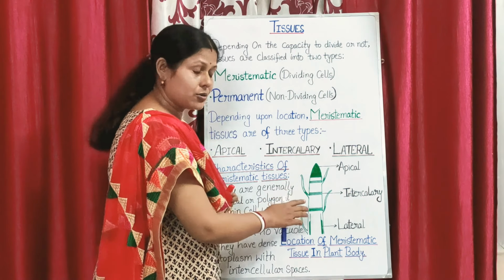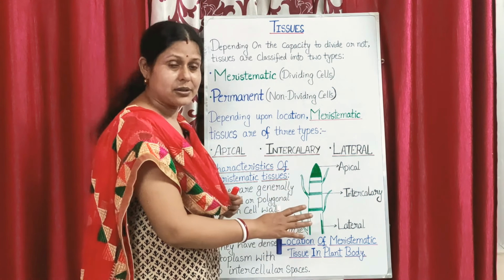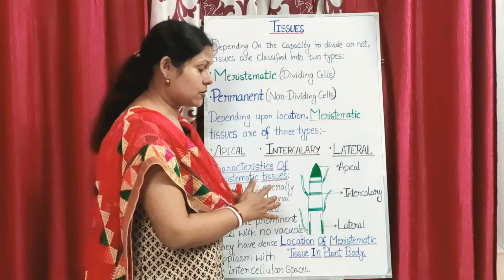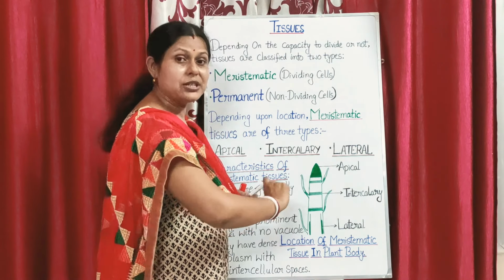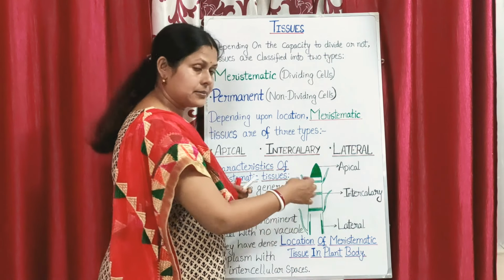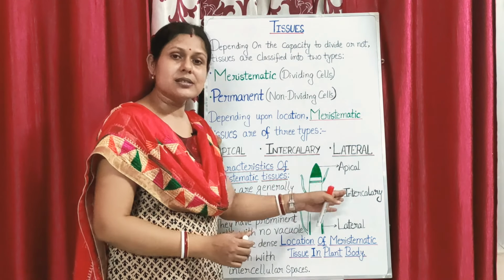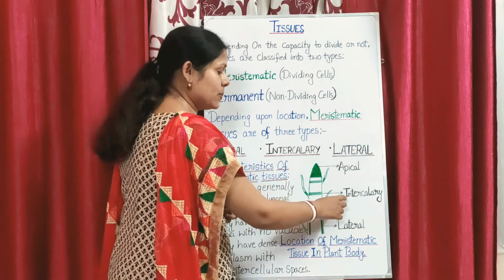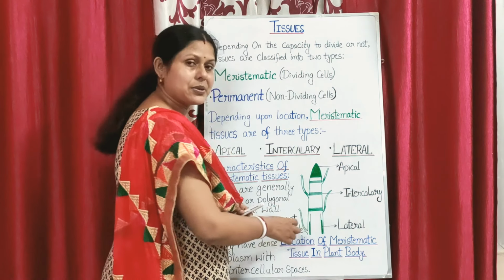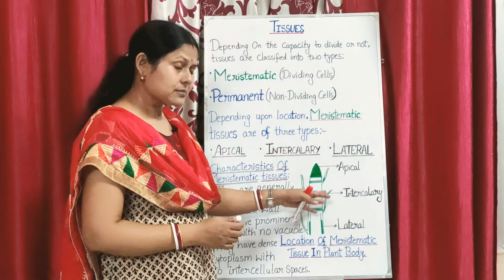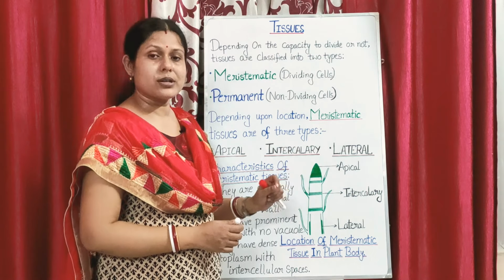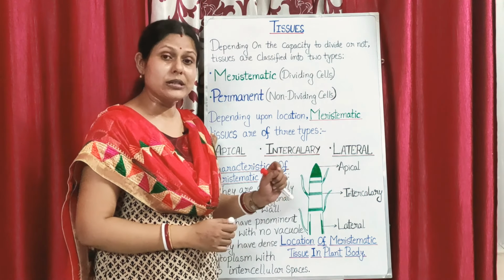So this region includes the location of the intercalary meristematic tissue, as a result of which the leaf will grow, the petiole of the leaf will grow. Petiole means you can say the stalk of the leaf. Also branches will grow because of the intercalary meristem present at the base of this leaf base, that is the nodal region.